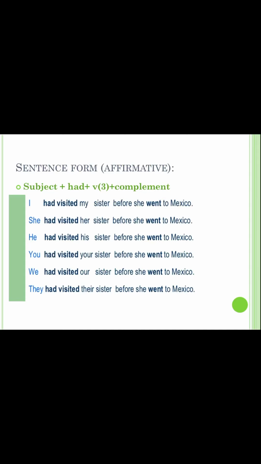So look at all of the examples. She had, you had, we had, they had, I had, Ahmed had, Rama and Ali had. It doesn't matter if the subject is singular or plural. We use had with all the nouns. You have to memorize the verb 3 أو past participle for the verbs. For example, be, was, were, been.